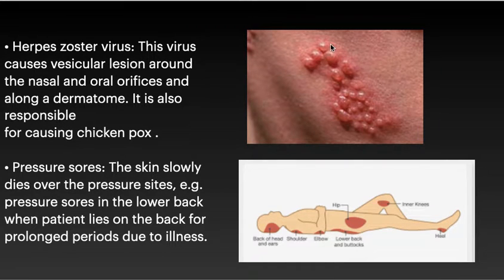Herpes zoster virus causes vesicular lesions around the nasal and the oral orifices along a dermatome or along a nerve. The same virus is responsible for causing chickenpox. Pressure sores: the skin slowly dies over the pressure site, such as pressure sores in the lower back when the patient lies on the back for prolonged periods due to illness.